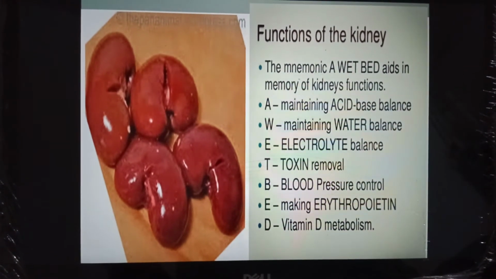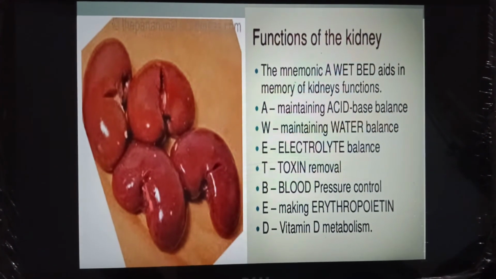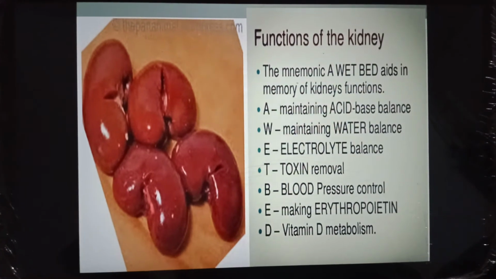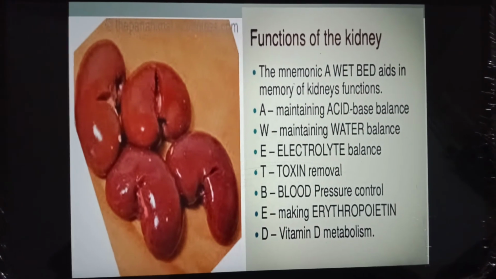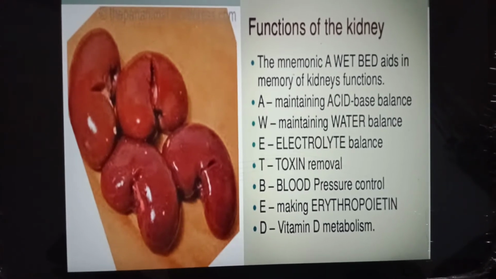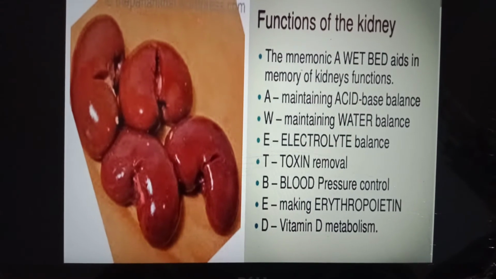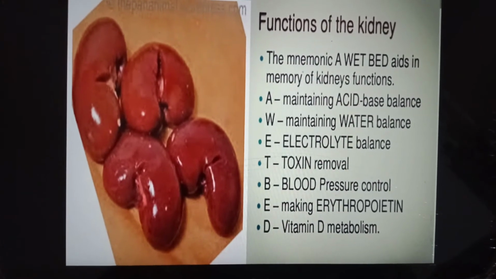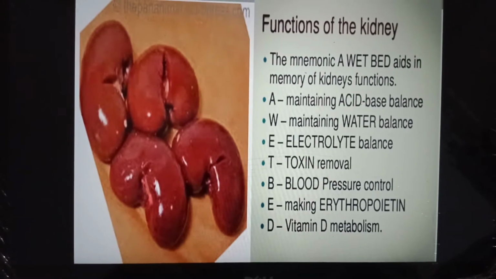And here is a mnemonic, A WET BED, which aids in memory of the kidneys' functions. A for maintaining acid-base balance. W for maintaining water balance. E for electrolyte balance. T for toxin removal. B for blood pressure control. E for making erythropoietin, a hormone that is released by the kidneys for the production of RBCs. And D for vitamin D metabolism. So here was the mnemonic, A WET BED.